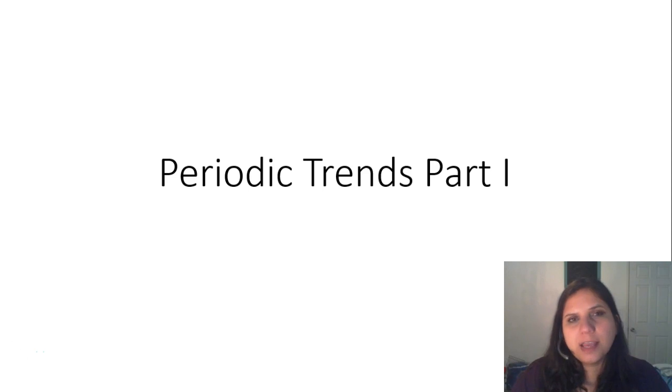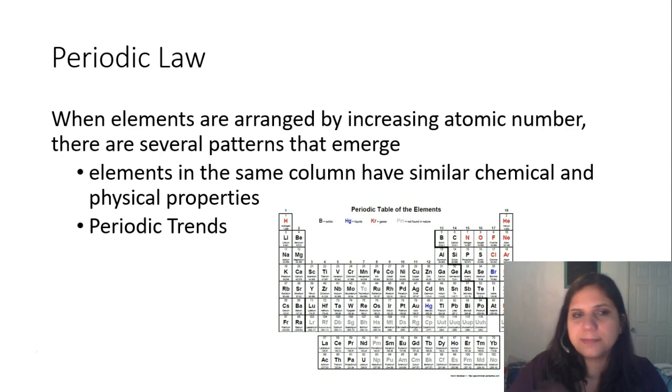This is part one, and in part one we're going to go over how to discuss the trends on the periodic table, and then two of the major trends, atomic radius and ionic radius.